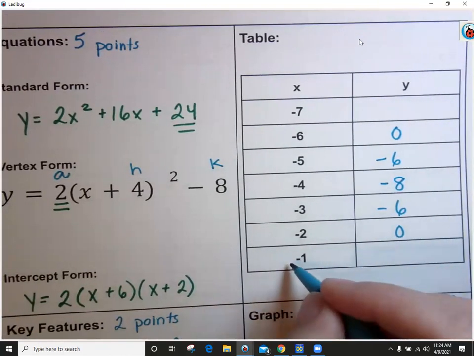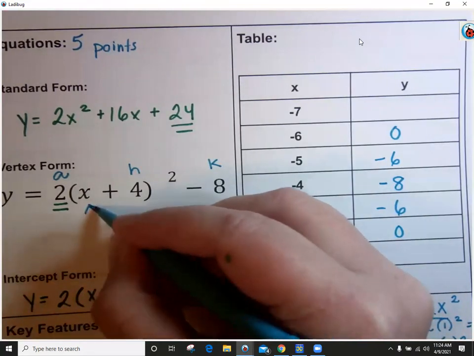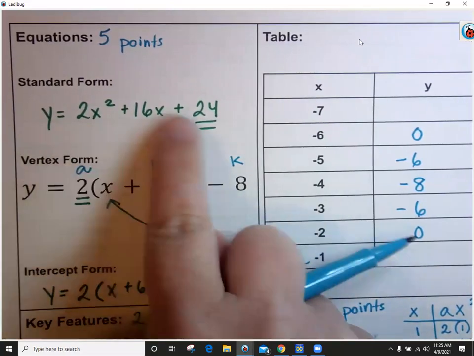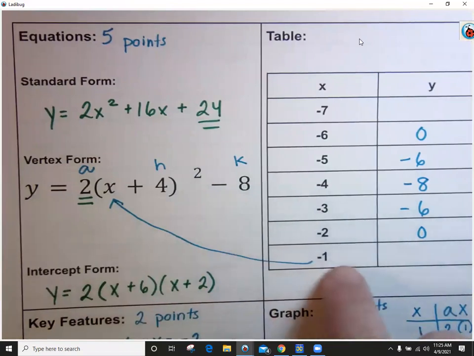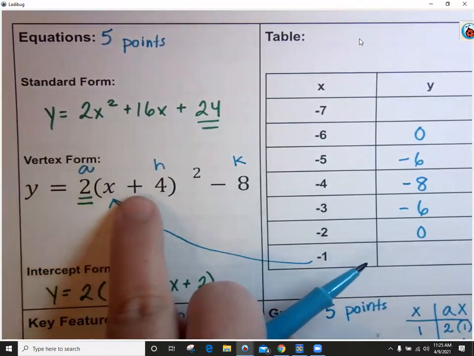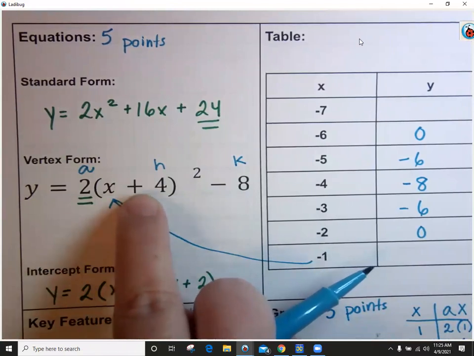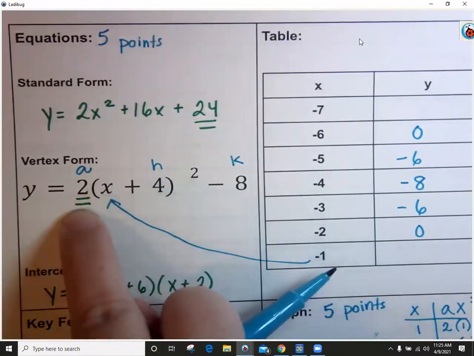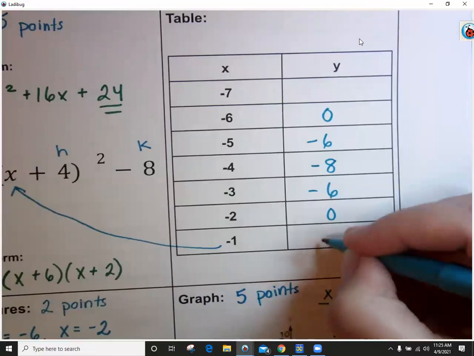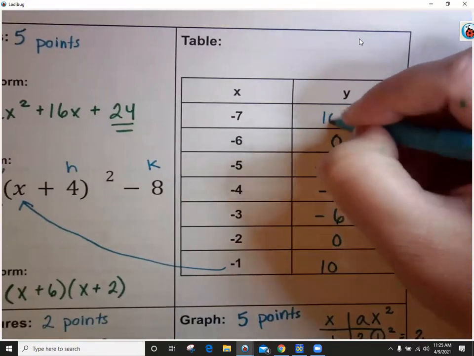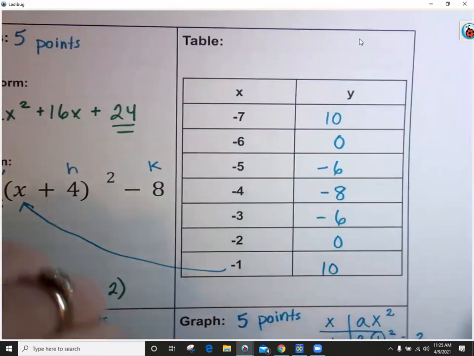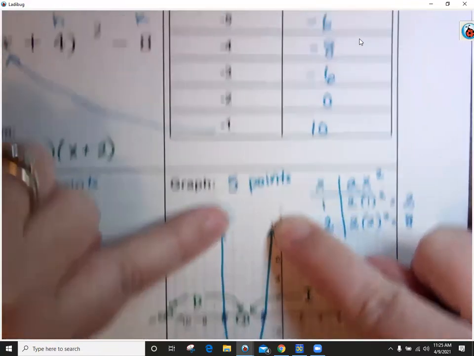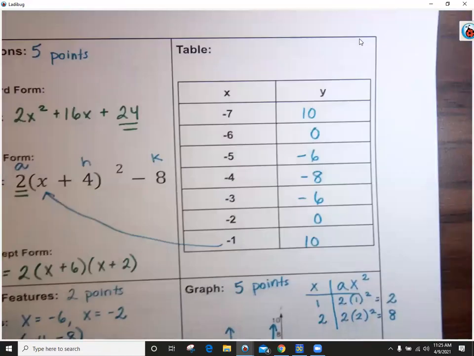So I'm going to take -1 and plug it in right here for x. You could choose any of the equations. This one just looks easier to me because it only has one x and the other ones have 2. So I'm going to put -1 right here and say -1 plus 4 is 3. 3 squared is 9. 9 times 2 is 18. And 18 minus 8 is 10. And that would be the y value for both of those points, because that would be the next 2 points you would have on each side of the parabola. And then that's it. You got the whole page.